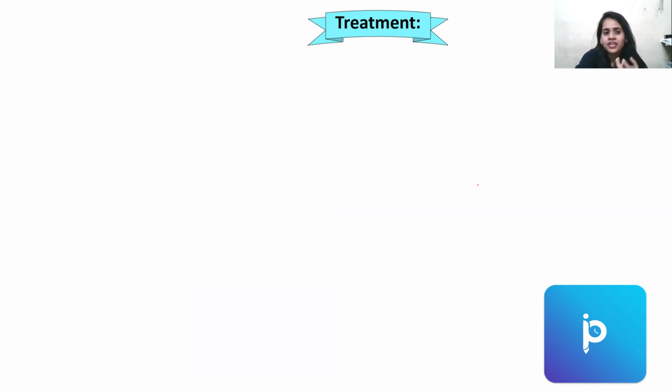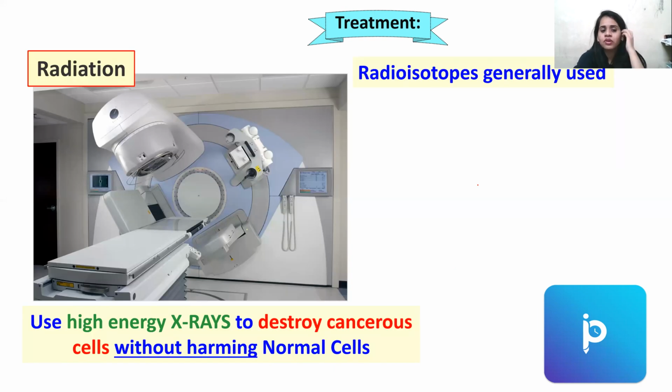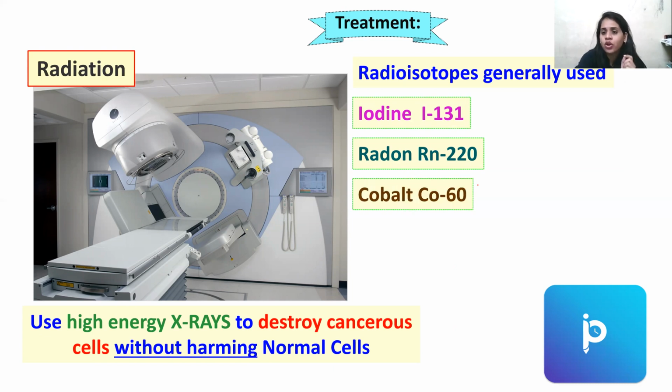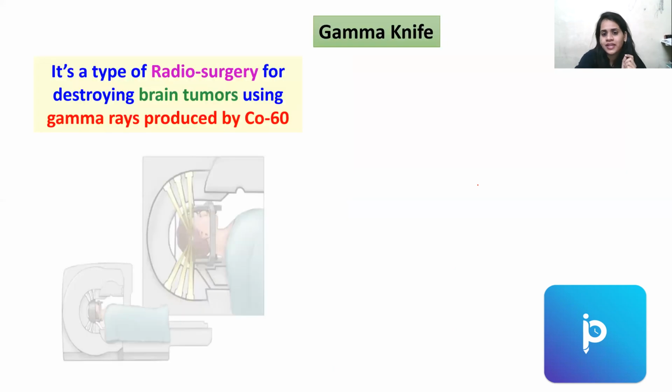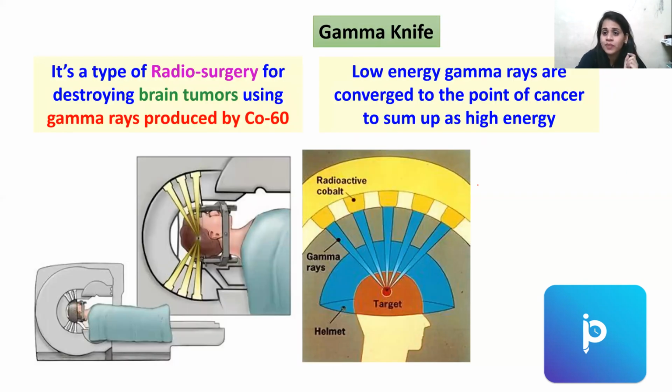Then apart from that, we can go for radiation. Radiation could be one of the treatments where we use high energy X-rays to destroy cancerous cells without harming normal cells, using certain elements like iodine, radon, cobalt, etc. Then gamma knife is also a type of radiosurgery for destroying brain tumors. This is specifically used for brain tumors, where the rays are pointed towards the tumor. You can clearly see in the diagram how the gamma rays are targeting the tumor like this. So gamma knife is again one of the treatments for cancer.